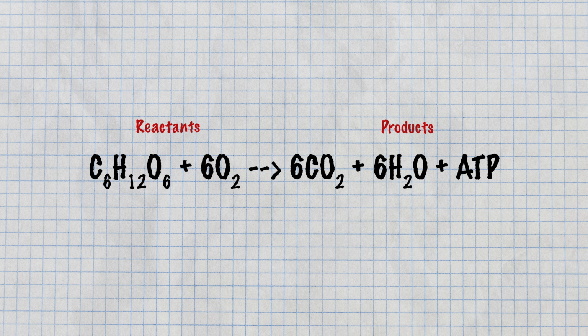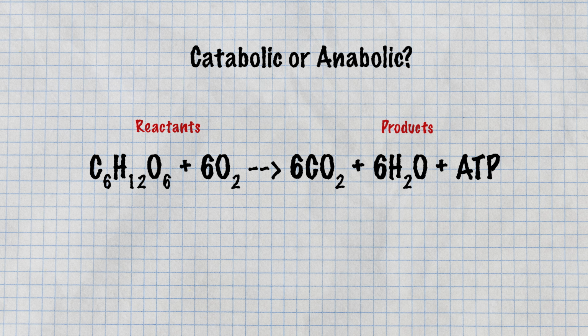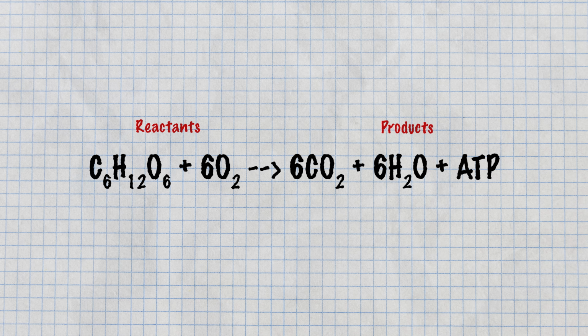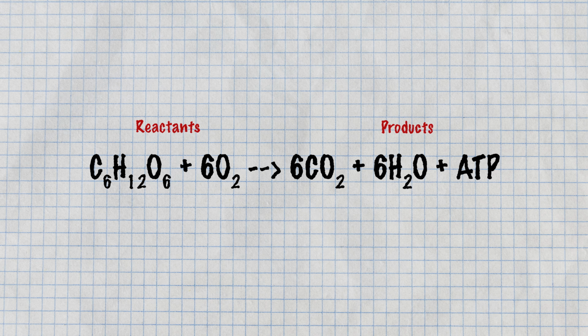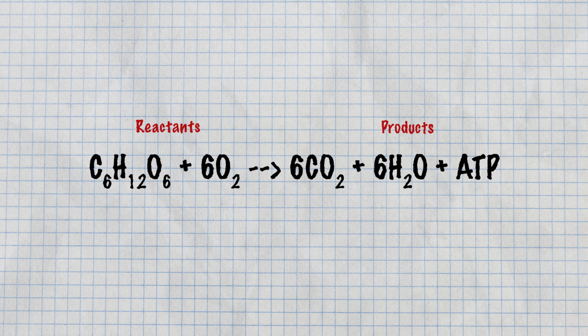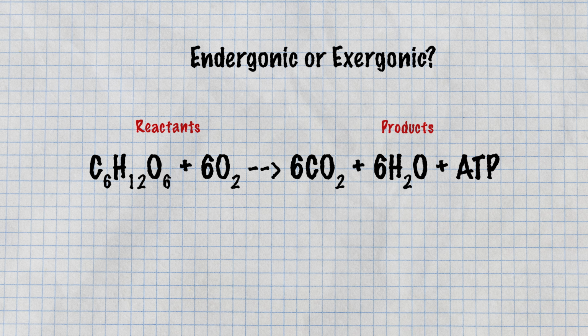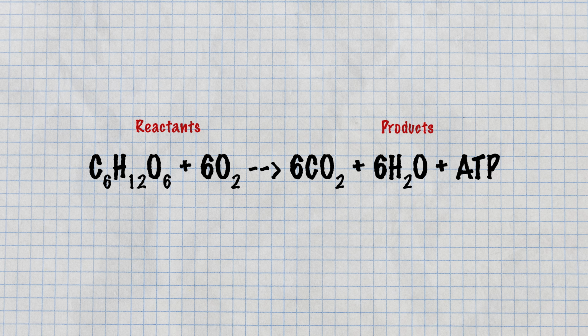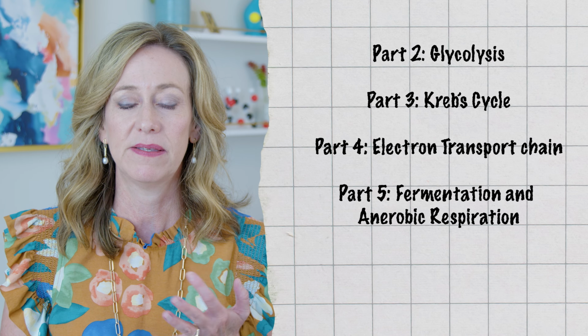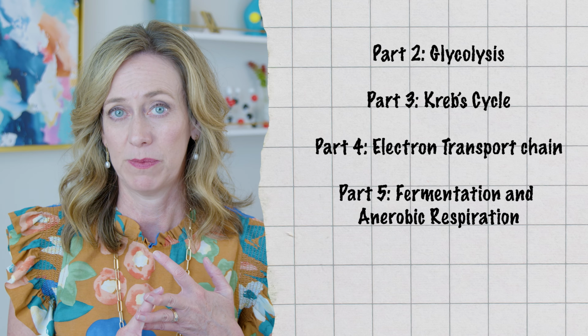Let's review metabolism and relate this reaction to what we've learned about energy in the cell. Is this reaction catabolic or an anabolic reaction? Right, it's catabolic because this larger molecule glucose is broken down into smaller products. Remember, that's the definition of catabolism. Is it endergonic or exergonic? Yeah, it's exergonic because we have a release of energy that's transferred to produce ATP. Now you have a basic idea of what cellular respiration means. In the next 3 videos, we will cover 3 processes of cellular respiration: glycolysis, the Krebs cycle, and the electron transport chain.